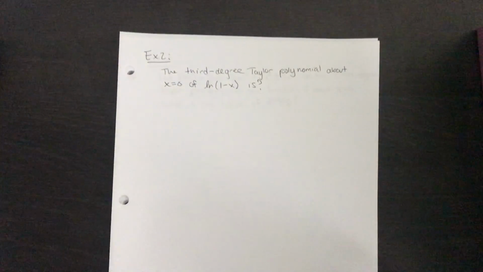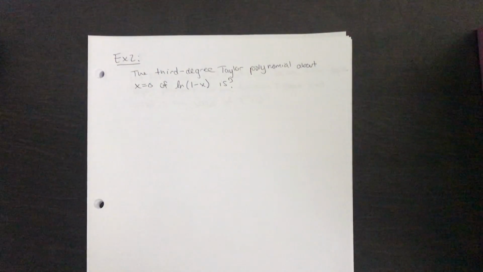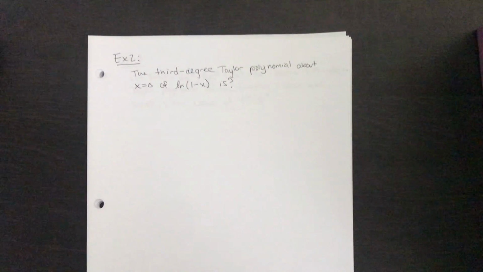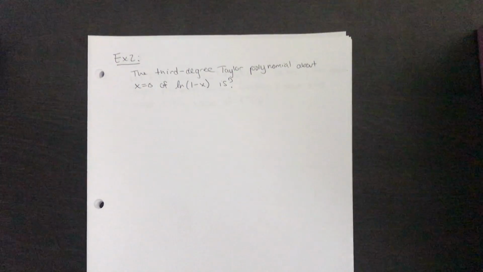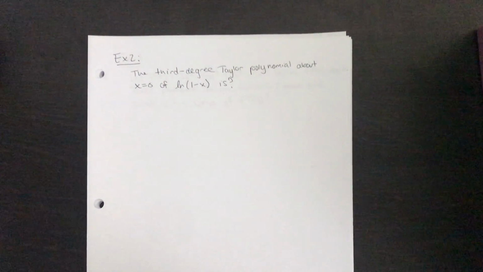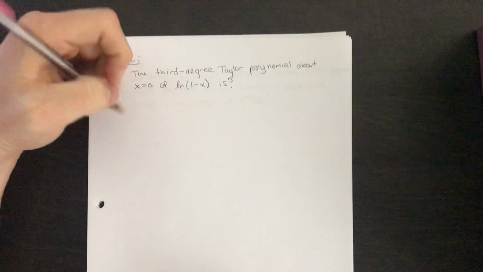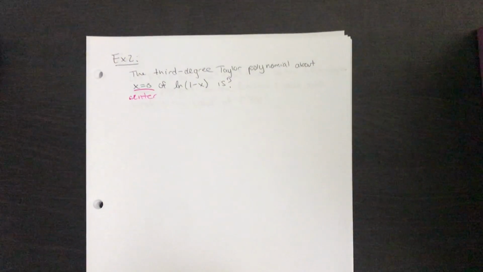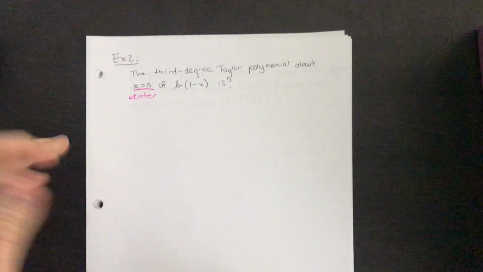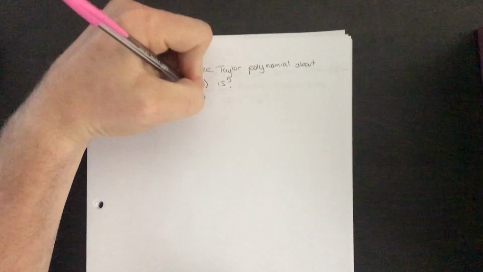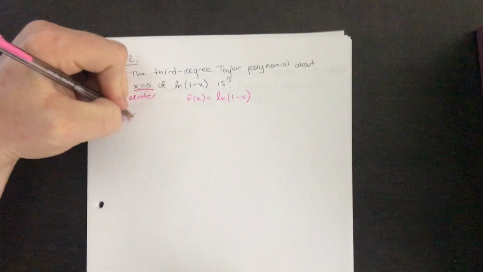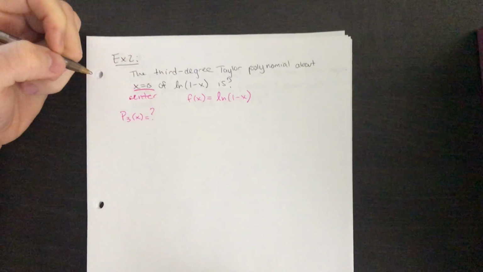So moving on to our second example here, we have the third degree Taylor polynomial about x equals 0 of ln 1 minus x is, and they just want us to find that. So this one's a little bit more straightforward. Our center once again is 0, so it's another Maclaurin one essentially. Our function here is ln 1 minus x.